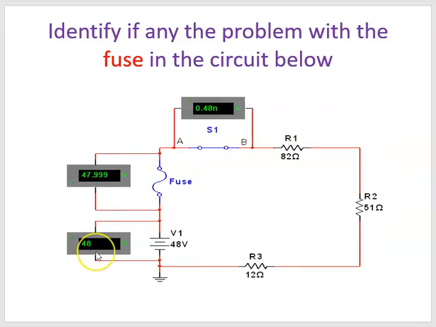We have a voltmeter across a supply voltage. We're measuring 48 volts. Our supply voltage, as indicated, is 48 volts. So we're good there. As we come over to the fuse, we're measuring 47.999, that's 48 volts. So even though this fuse on this circuit looks good, we're measuring the supply voltage.